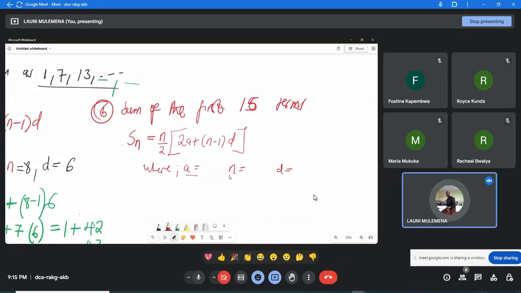Can you come again, Madam Faustina? I can't see the board. Okay, how about others? Royce, are you able to see the board? Okay, Royce, she's able to see the board. Madam Marie, are you able to see the board? Okay, she's able to. Rachel, are you able to see the board? Okay, she's able. Madam Faustina, I feel it's network on your end.